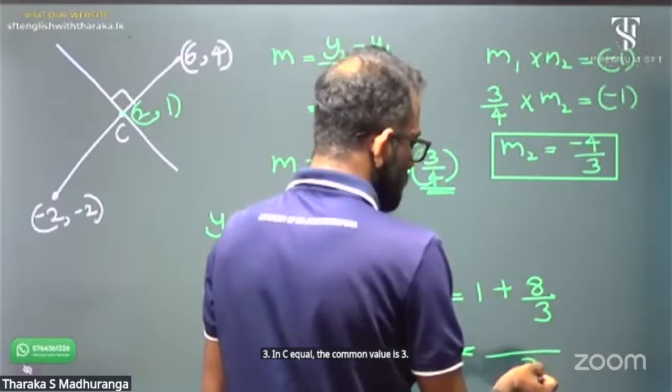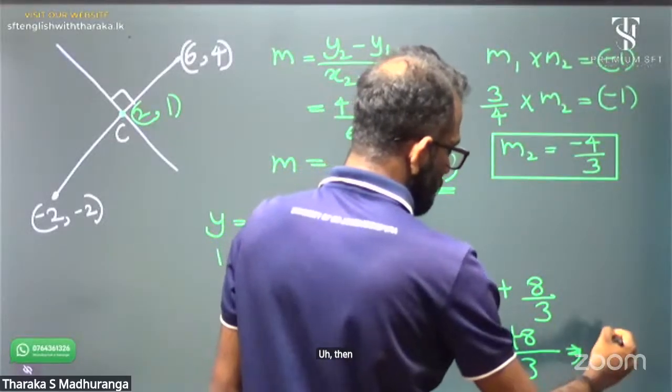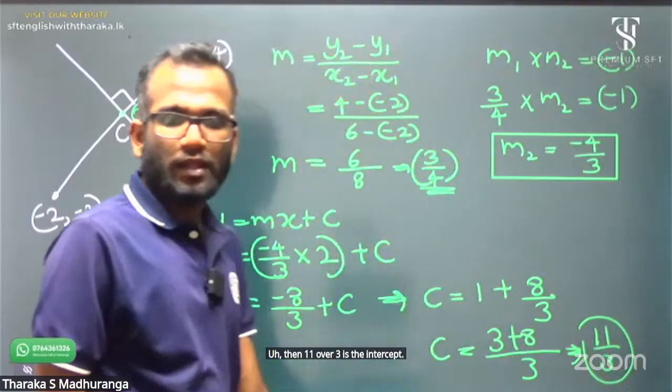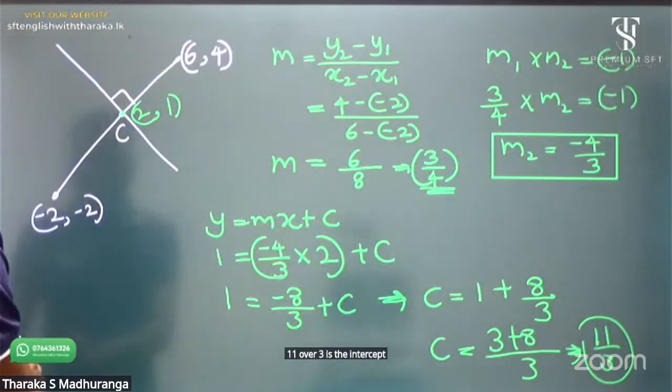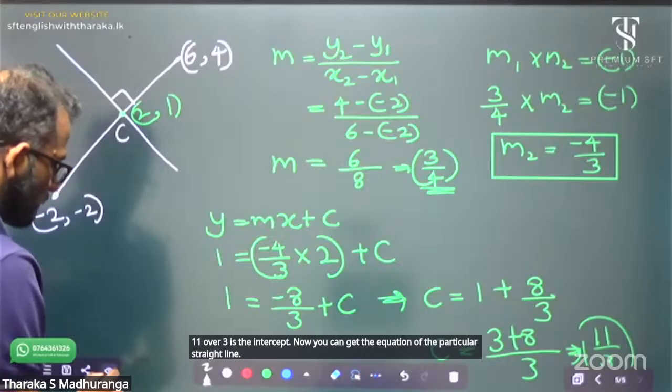එතකොට මෙයා 3 multiplied by 1, 3 plus 8. Then 11/3 is the intercept. 11/3 is the intercept. Now you can get the equation of the particular straight line.